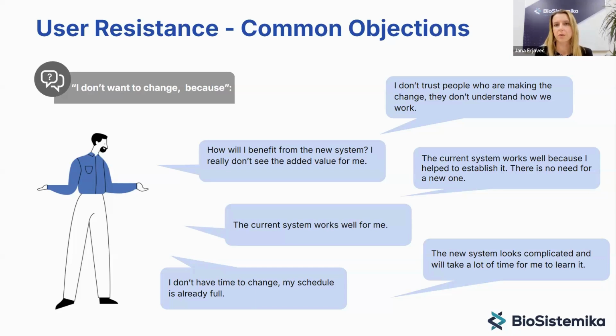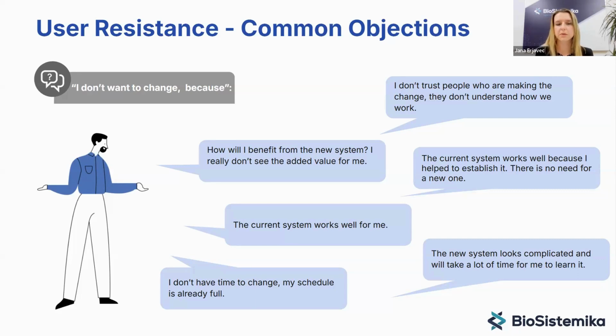And very common objections exist that you can predict and also address when you're doing this change, so when you're implementing a tool. So I'll just read through a few here so that you get the picture. People might ask, how will I benefit from the system? I don't really see the added value for me. So usually people just see extra work, something that's not necessary. So it's key that you communicate this very well internally, why the change is needed, why you need a new system.